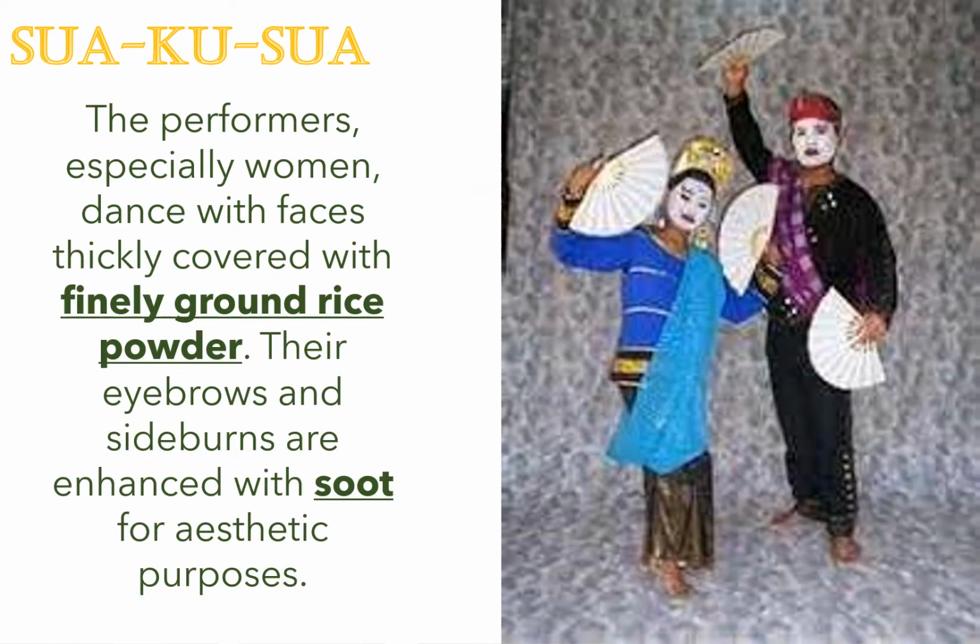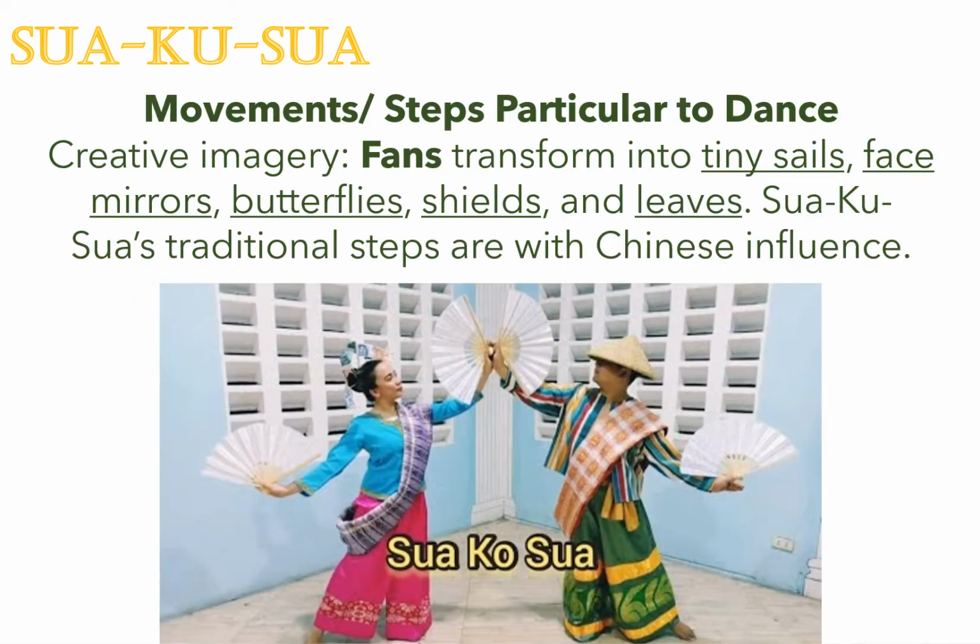In the dance, performers, especially the woman's face, are thickly covered with fine ground rice powder. Soot is added to show eyebrows and sideburns for aesthetic purposes. As the dance evolves, the fans are transformed into tiny sails, face mirrors, butterflies, shields, and leaves, but the dance steps are still traditional.